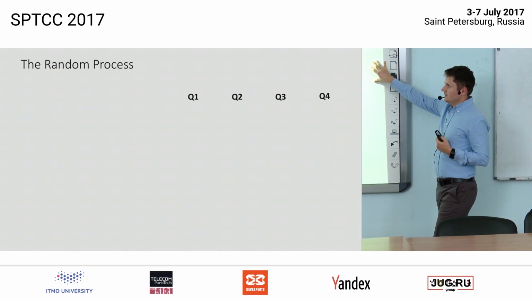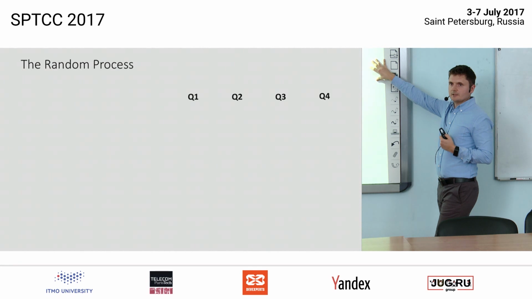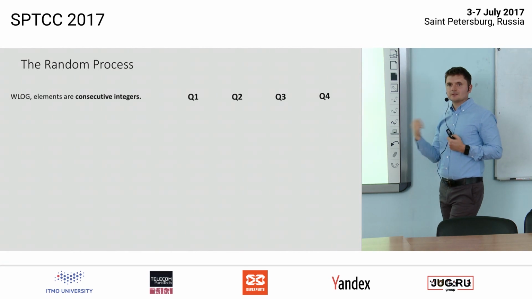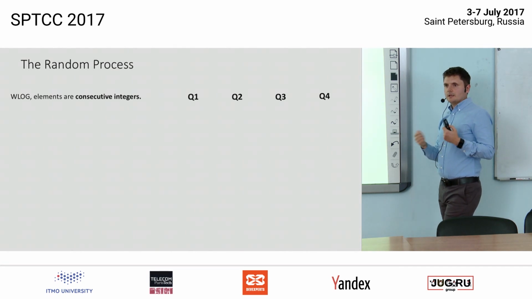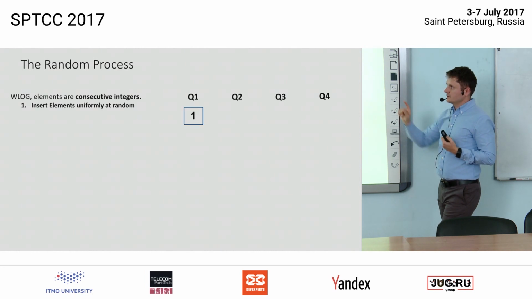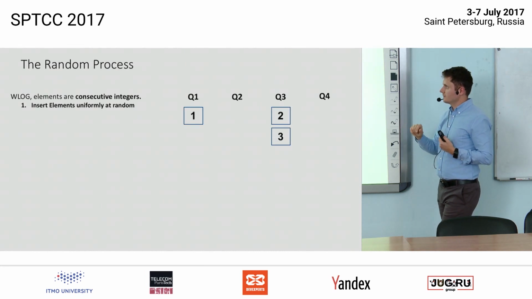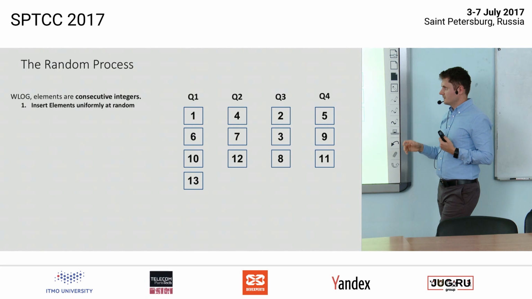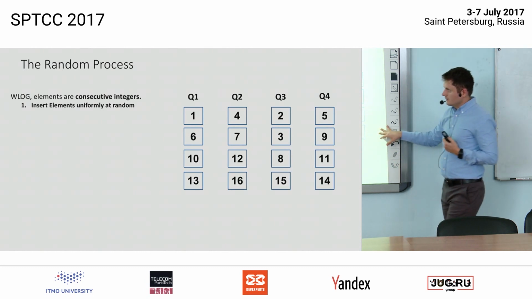It's going to have a bunch of queues. I'm going to choose n to be 4 here, so just imagine four queues. And imagine that I always insert consecutive integers. So I just insert the rank of the element I'm currently inserting, and I do this uniformly at random among the queues. So I insert 1 here, 2 into 3, 3 into 3, 4 into 2, 5 into 4, and so on and so forth. This is not a very interesting game, so I'm just going to skip over it.